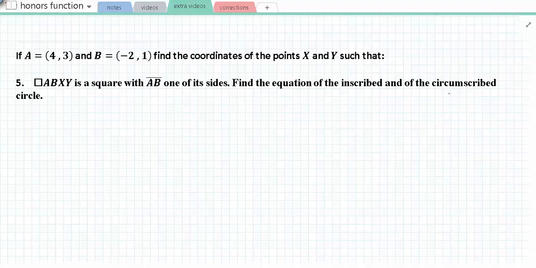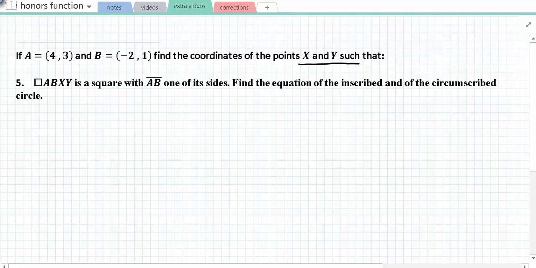In this video, I will go over problem 5 from class assignment 7. In this problem, you're given 2 points, A and B, and you're first asked to find two other points, X and Y, such that ABXY forms a square with AB as one of its sides.